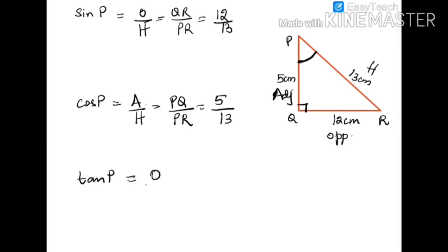Tan P is opposite upon adjacent. So from the figure, this is QR upon PQ, and that is equal to 12 upon 5.